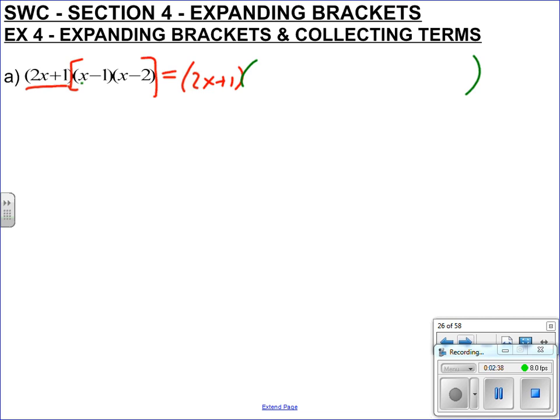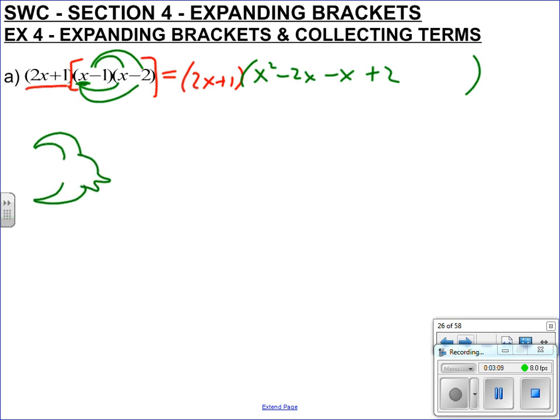So x times x, we know is x squared. I would always opt for doing everything I can with the x. So do everything with the x, and once you're done with it, move on to the next number. So x times minus 2 is minus 2x, and minus 1 times x is minus x, and minus 1 times minus 2 is plus 2. Do you see what I mean by the fish? You've got the fish fin there, like one of those Siamese fighting fish or angel fish.